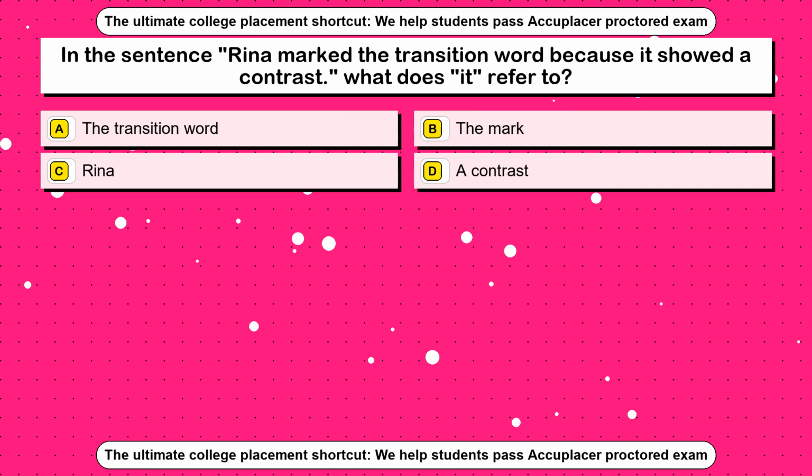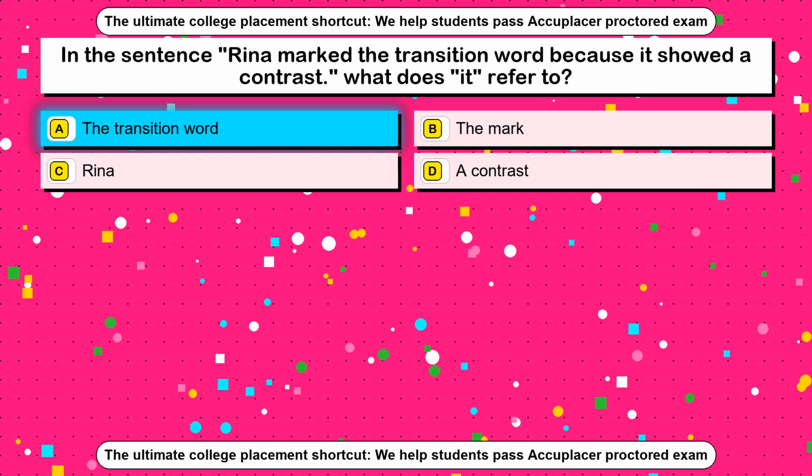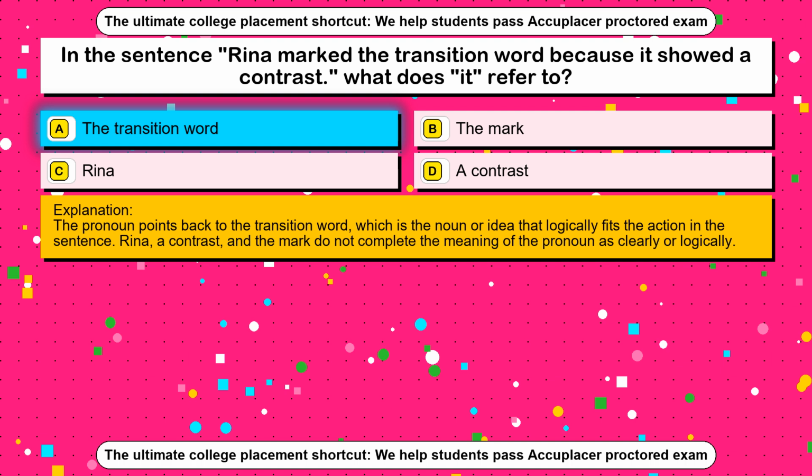Question 78. In the sentence, Rena marked the transition word because it showed a contrast. What does it refer to? Option A, the transition word. Option B, the mark. Option C, Rena. Option D, a contrast. The correct answer is option A, the transition word. The pronoun points back to the transition word, which is the noun or idea that logically fits the action in the sentence. Rena, a contrast, and the mark do not complete the meaning of the pronoun as clearly or logically.